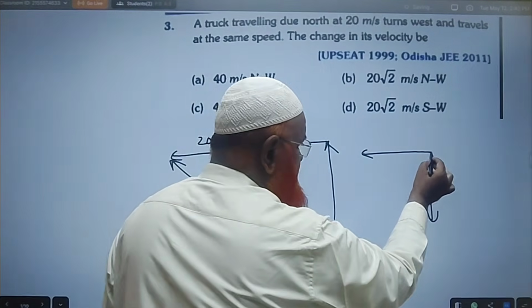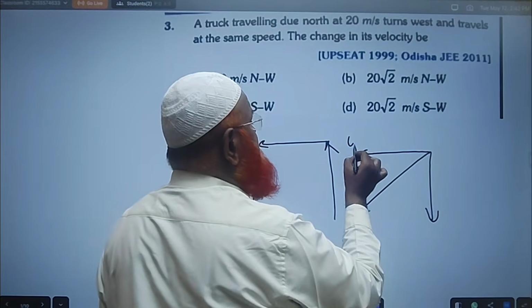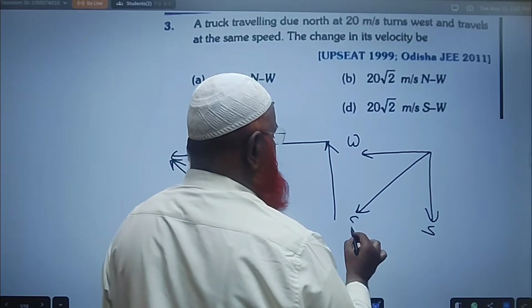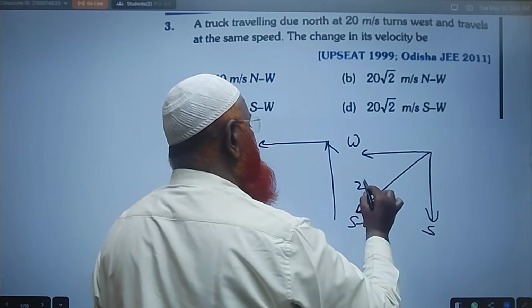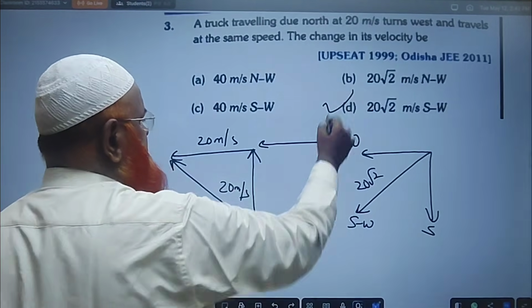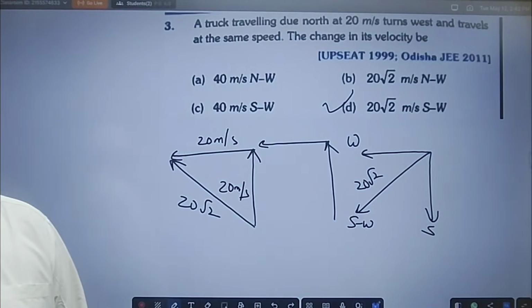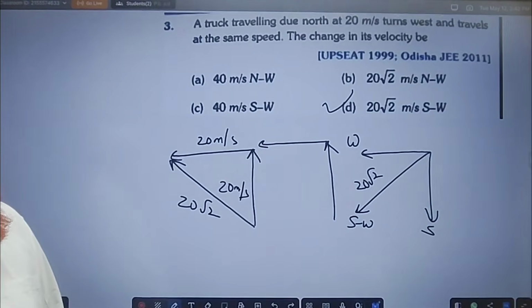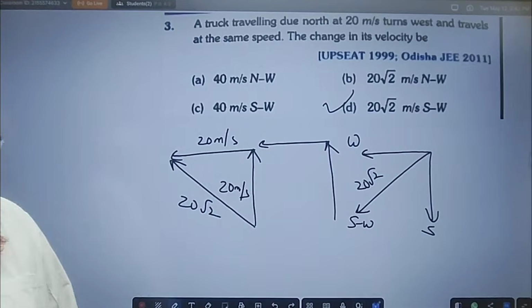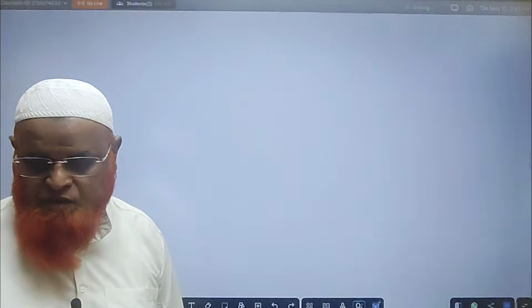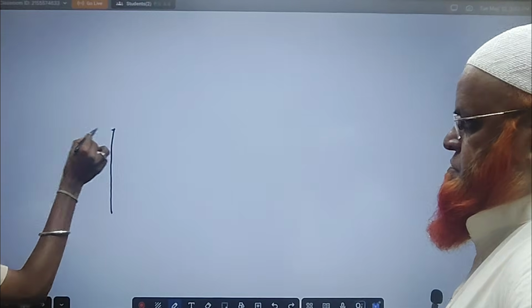So if you change that direction, this is going to be the real resultant, which is this is west and this is south. So southwest and 20 root 2. Okay. So D option is the correct option. In case of head, draw whatever the vector you draw, I'll show the resultant direction.